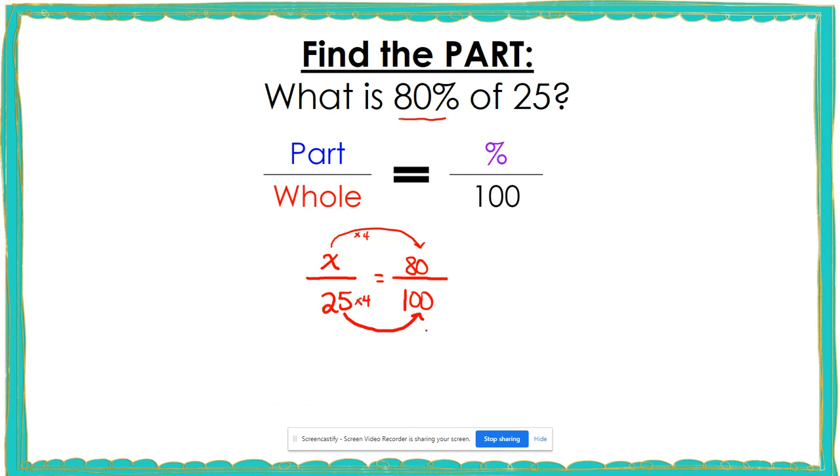Well, in problems like this, I can also work backwards. If I know that I had to multiply 25 by 4 to get 100, then to get from 100 to 25, I would divide by 4, which means that to get from 80 to x, I would also divide by 4. When I do 80 divided by 4, I get 20. So in this case, x equals 20. This means that 20 is 80% of 25.